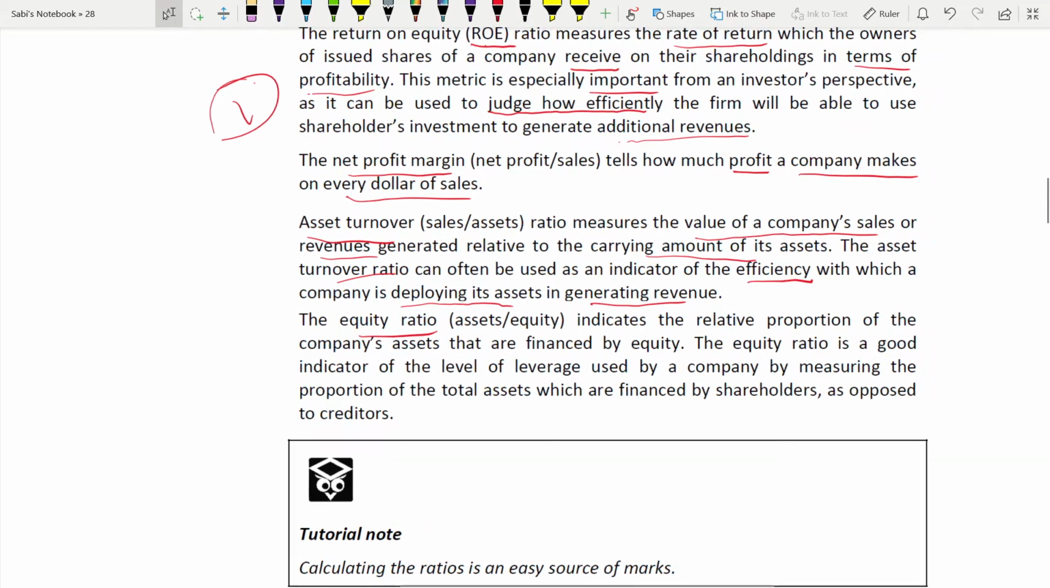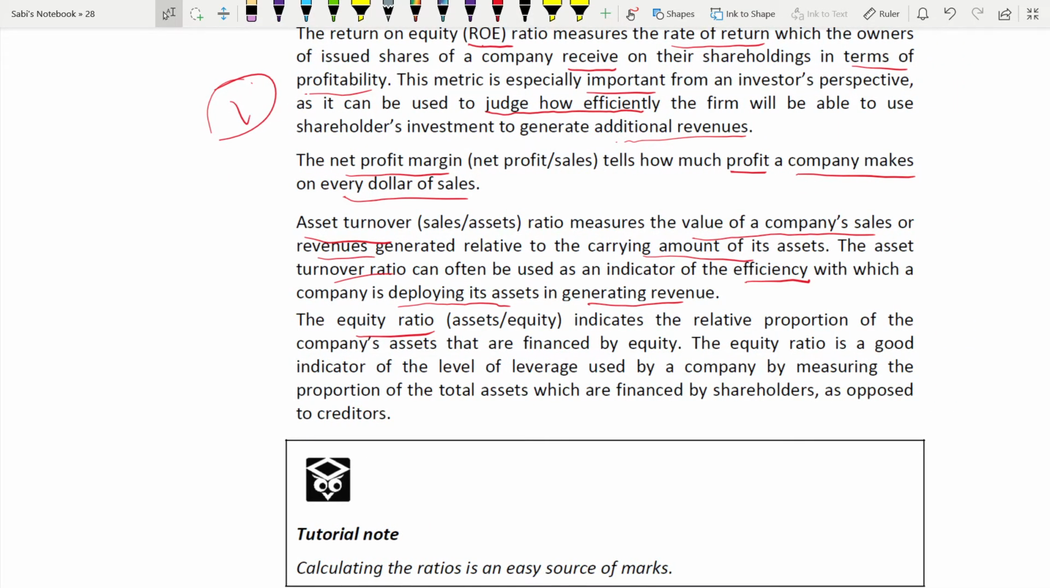The equity ratio. This indicates the relative proportion of the company's assets that are financed by equity. The equity ratio is a good indicator of the level of leverage used by the company by measuring the proportion of total assets which are financed by the shareholders as opposed to creditors. The higher the equity ratio, the better it is. That means most of the assets are being financed by equity. You're not taking debt. That means your gearing is in control. That's good. Risk is less.